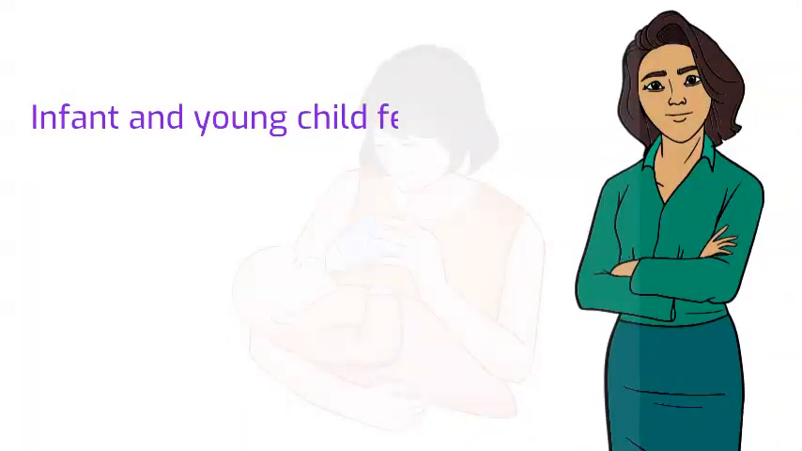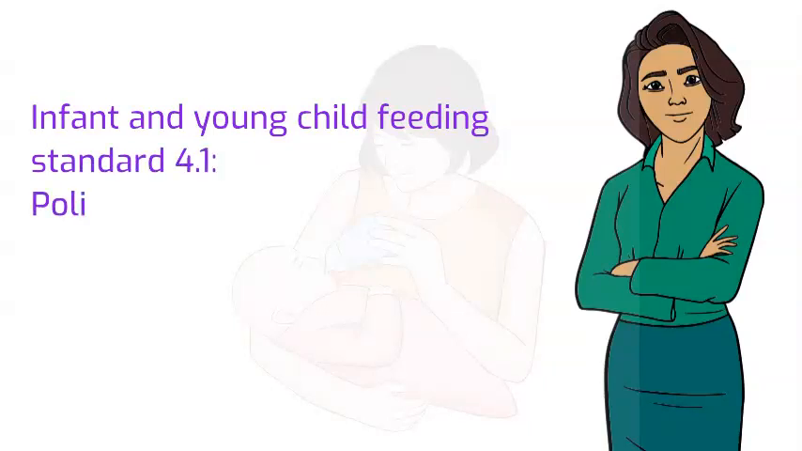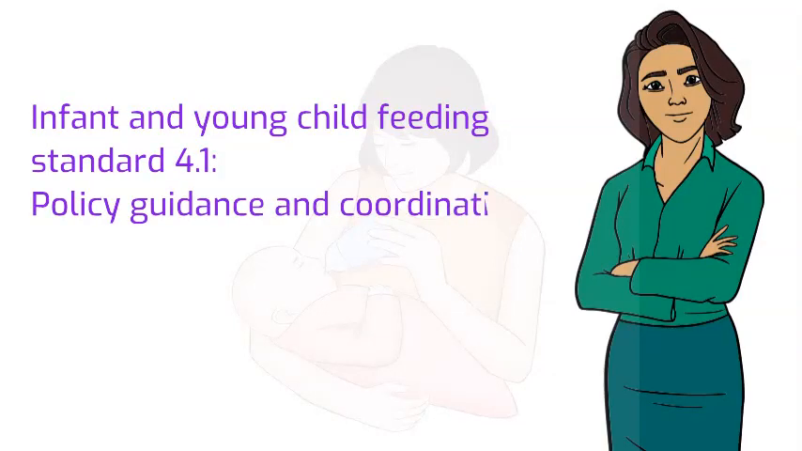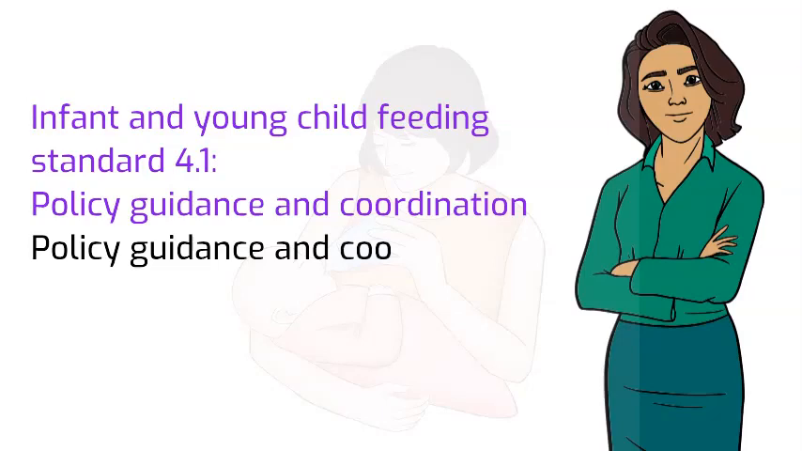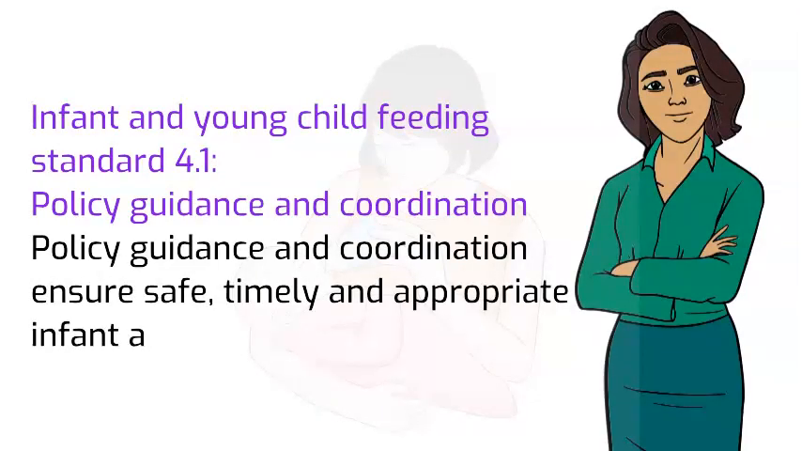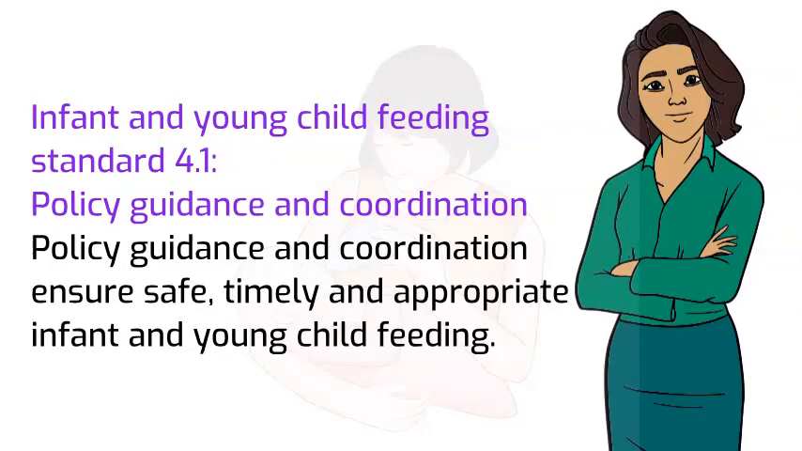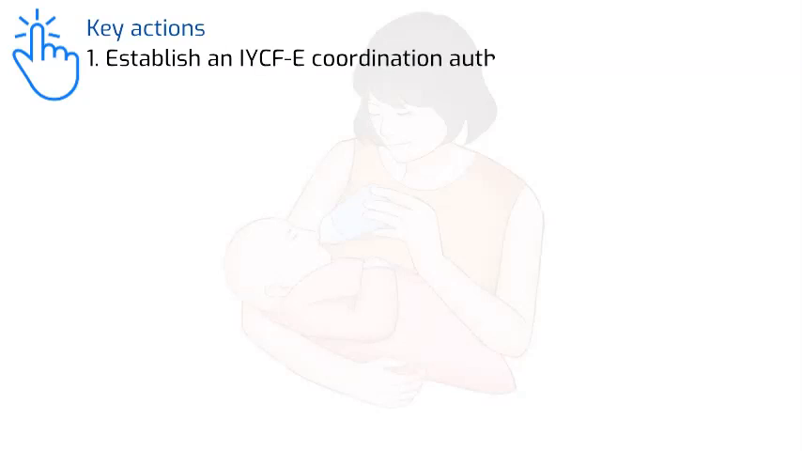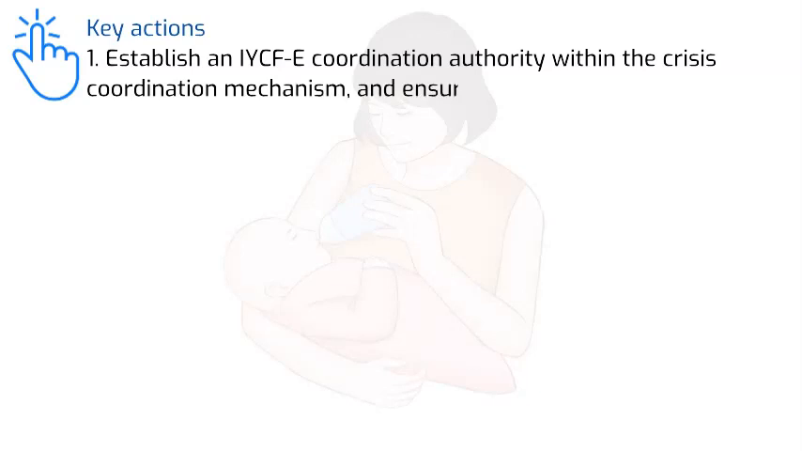Infant and Young Child Feeding Standard 4.1. Policy Guidance and Coordination. Policy guidance and coordination ensure safe, timely, and appropriate infant and young child feeding. Key actions. 1. Establish an IYCFE coordination authority within the crisis coordination mechanism, and ensure collaboration across sectors.